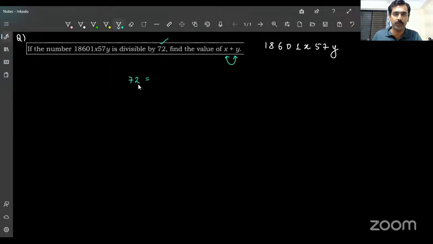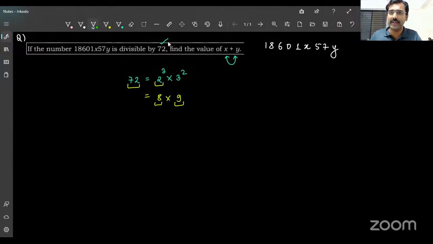because we know that 72 is nothing but what? 72 is 2 cube into 3 square. I hope this part is very well understood by all of you. So 72 is 2 cube into 3 square, which means 2 cube can be taken as 8 and 3 square can be taken as 9 here. So with that, I can treat 72 as 8 into 9, which means 8 and 9 are two co-prime numbers.